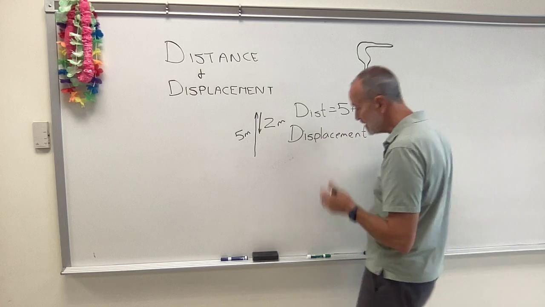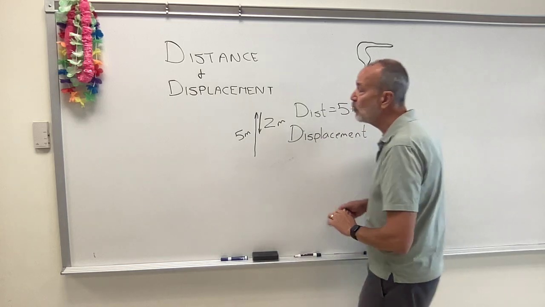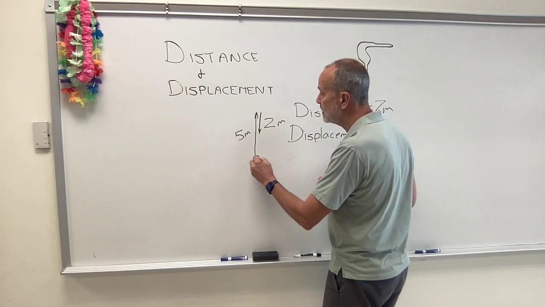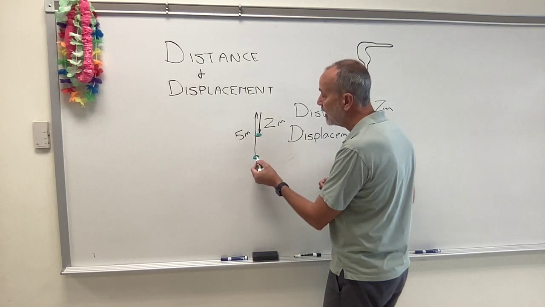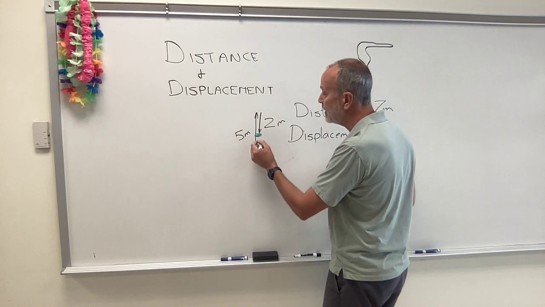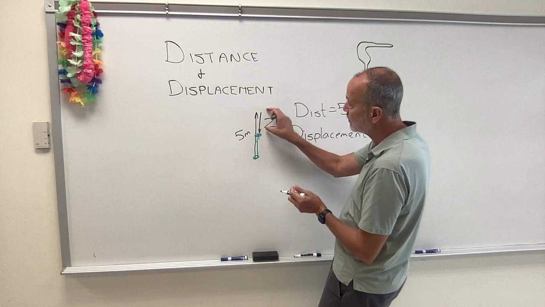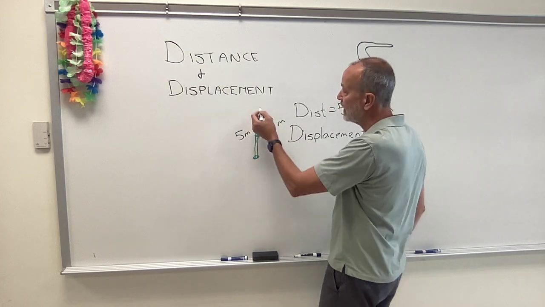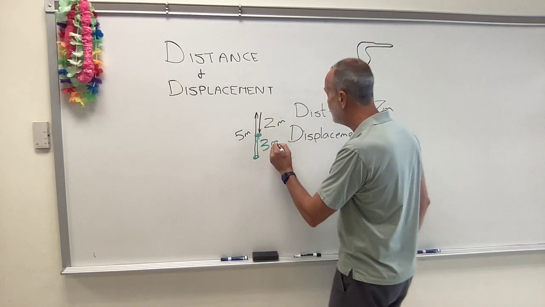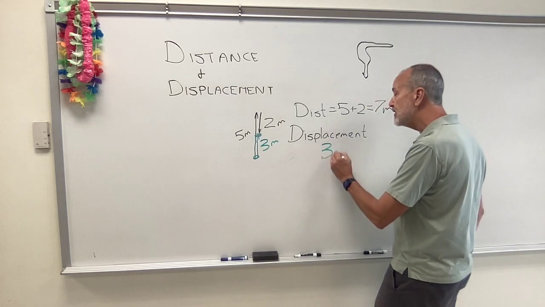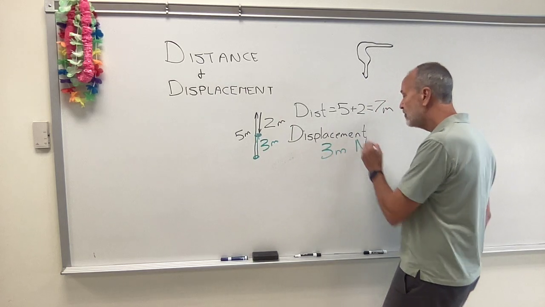The displacement is how far away you are from where you started. So I started here and I ended up there. And you can see 3 plus 2 is 5. I went 5, came back 2. This is 3 meters, but really it's 3 meters north.